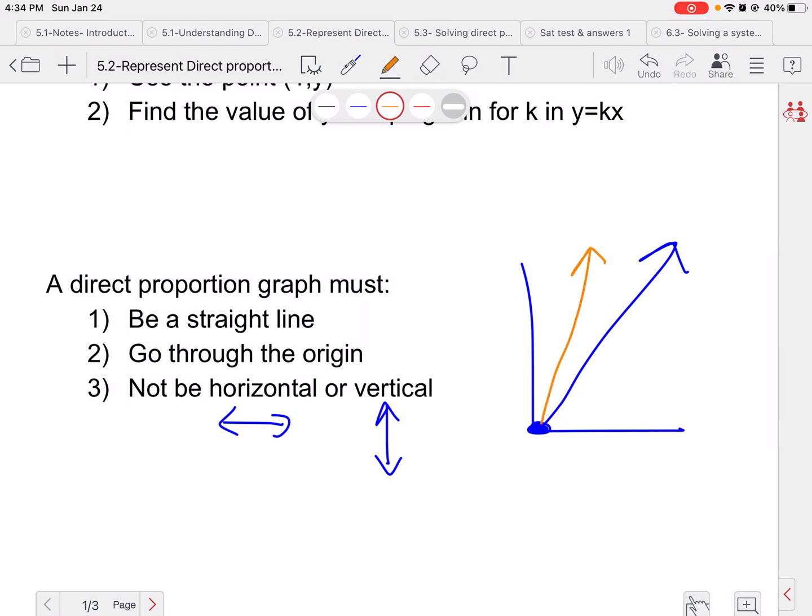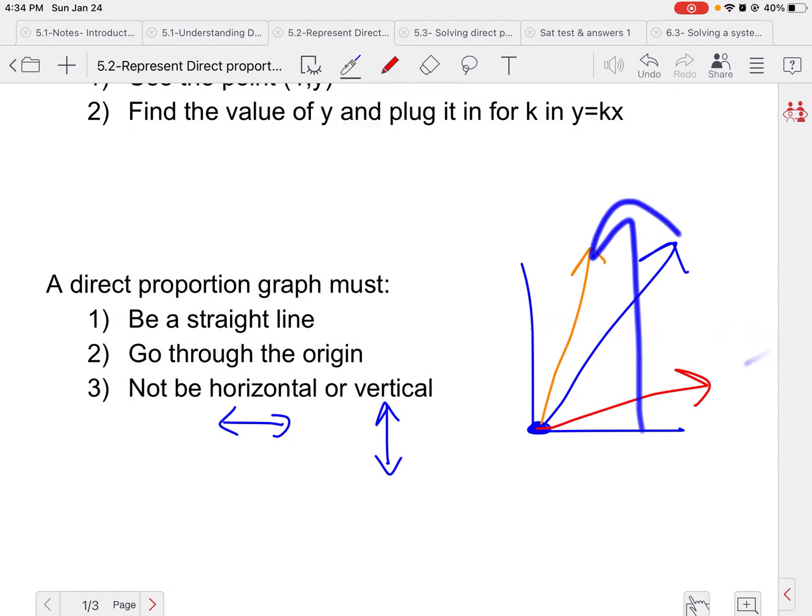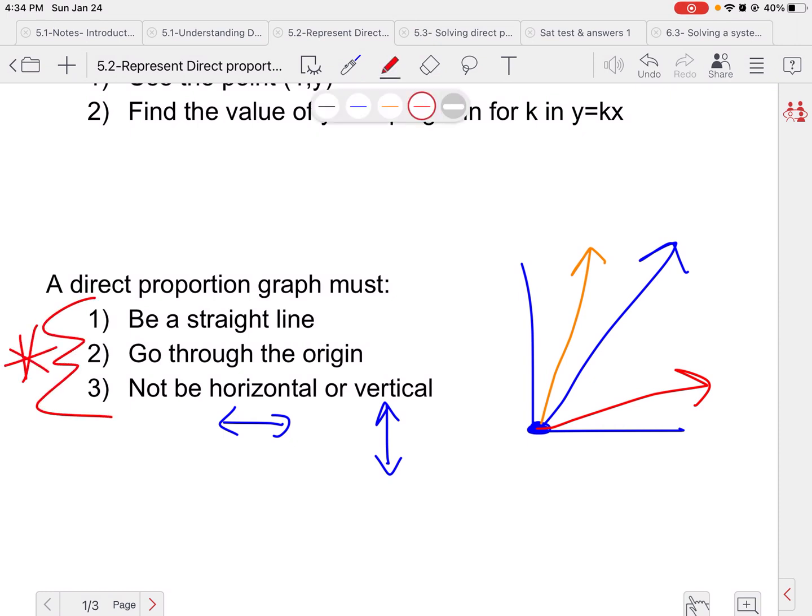It could look like this. You know, it could be down a little bit further, right? But something of that sort, either the orange, blue, or red line. Doesn't have to look perfectly like that, but it's not going to be a line like this, or a line like this, or a curved line like we saw earlier. It has to be a straight line through the origin, and it cannot be horizontal or vertical. So you need to remember these 3 things because they are very important for identifying if a graph is a direct proportion or not.